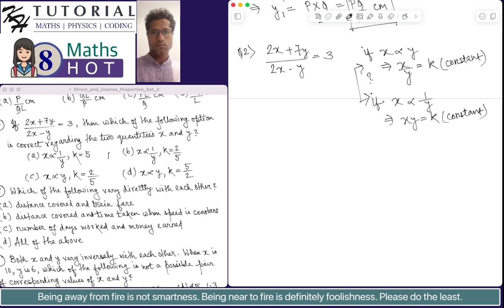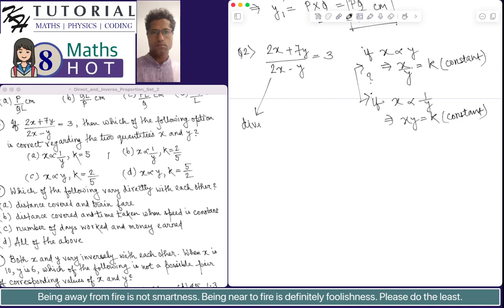Okay. Now, from the given equation, if you observe, if you divide... now remember that in these problems of direct and inverse proportion, the quantities x and y are never zero. They are never zero. So if I divide the left hand side, LHS, both the numerator and the denominator by y, what do I get?